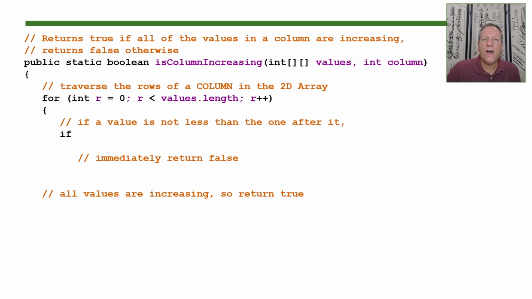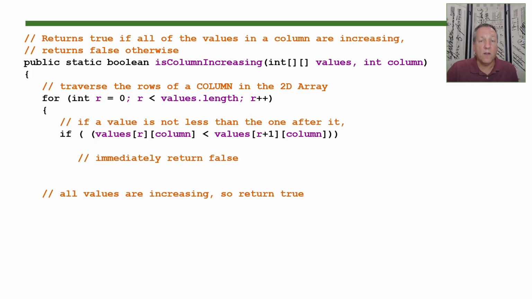Well, how do we compare a value to a value in the next row of the same column? We're going to say if values[r][column] is less than values[r + 1][column]. This compares the value in a column to the value in the next row of the same column. So using r and r + 1 gives us consecutive values when we use the same column variable.